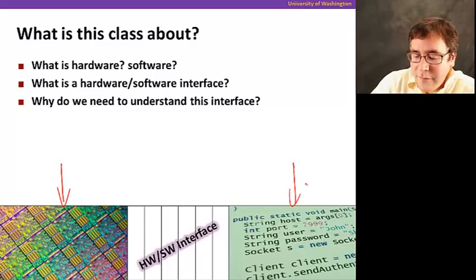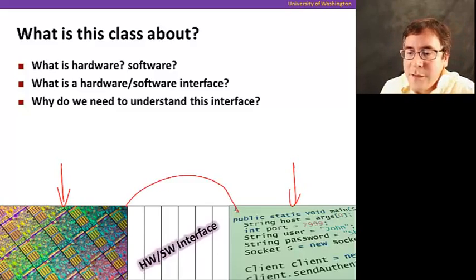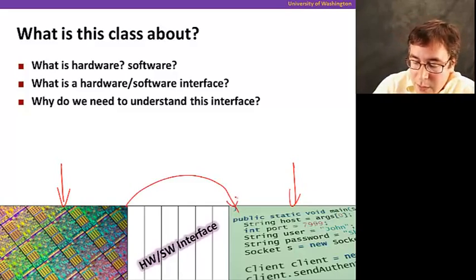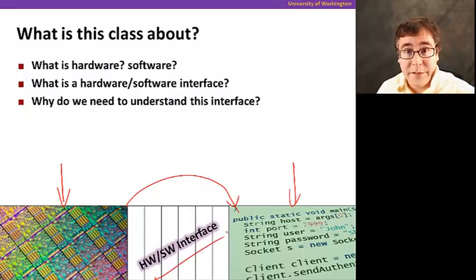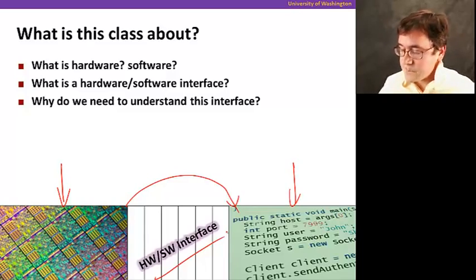Okay? But for that to happen effectively, there are many, many layers of abstractions between the hardware and the software. Okay? And this is what we call the hardware-software interface. And the reason we want you to understand what a hardware-software interface is that it's going to help you understand better how computers work. It's going to make you a more effective programmer. It's going to make you better at writing efficient code. And it's just going to make you a better computer scientist.